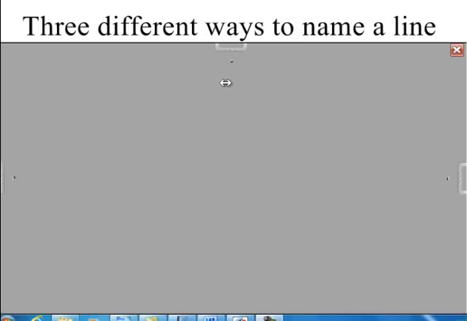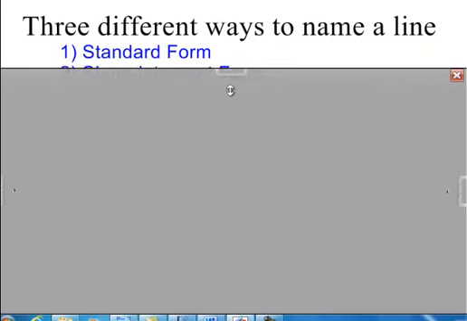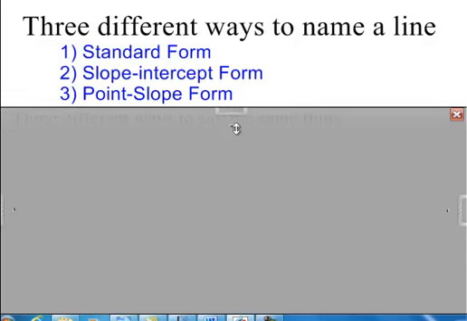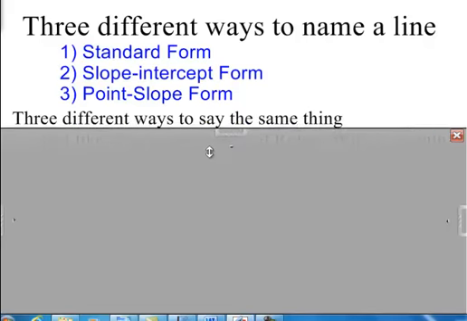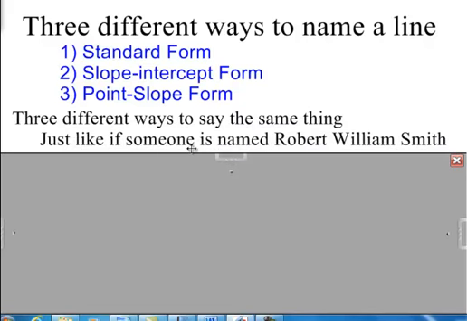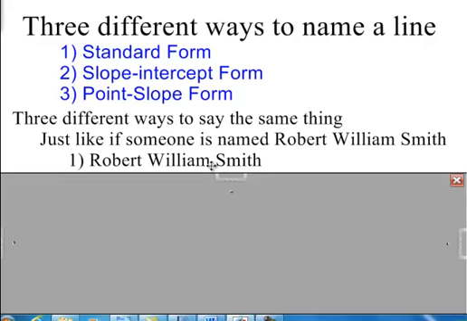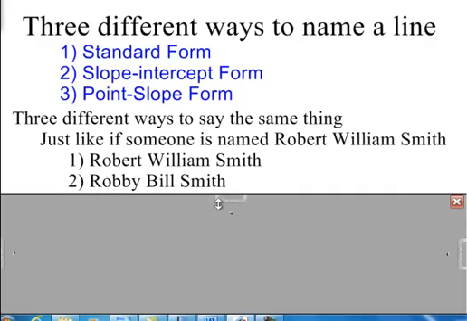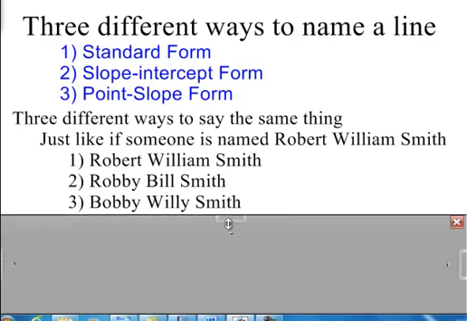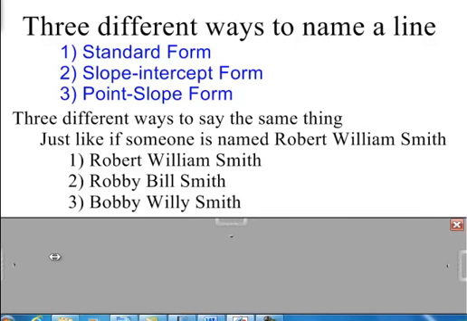Alright, so the first thing we need to understand, there are 3 different ways to name a line. I mean 3 different ways to name the exact same line. We could use standard form, slope-intercept form, or point-slope form. Think of it like you have 3 different names and you rearrange them. Maybe you have the name Robert William Smith, and you decide one day you want to be Robert William Smith, the next day you're going to be Bobby Bill Smith, and then you're going to be Bobby Willie Smith. Doesn't really matter. The bottom line is you're still Robert William Smith.